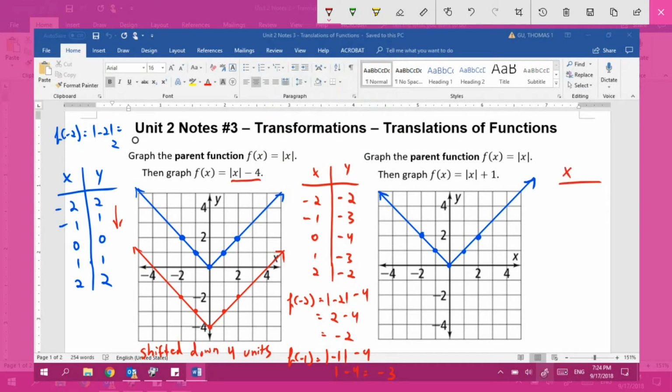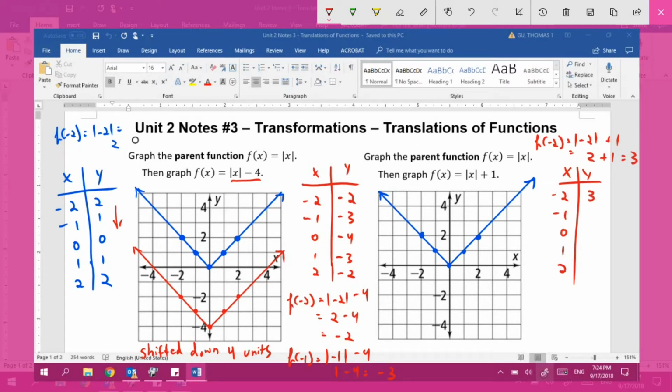X and y, -2, -1, 0, 1, and 2. If I plug in -2, what do I get? F of -2 equals the absolute value of -2 plus 1. What's the absolute value of -2? That's +2 plus 1. 2 plus 1 is 3. So at -2, I'll have 3.